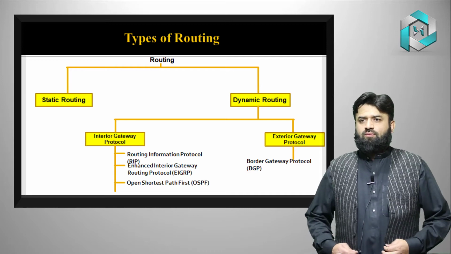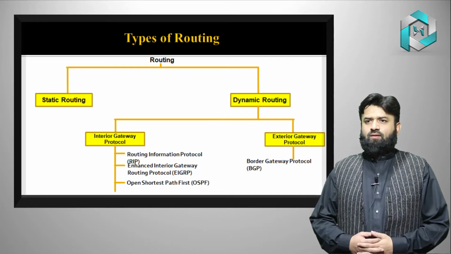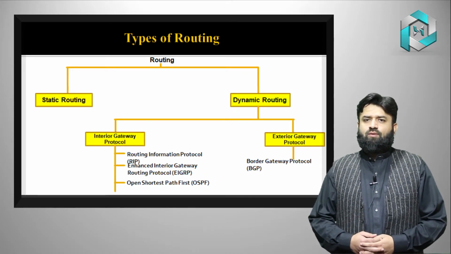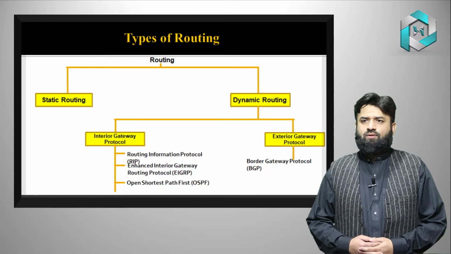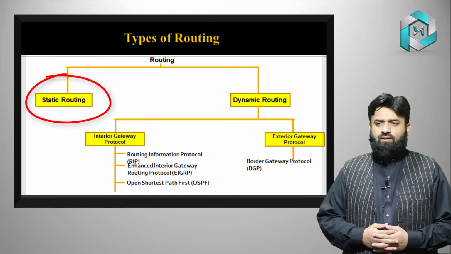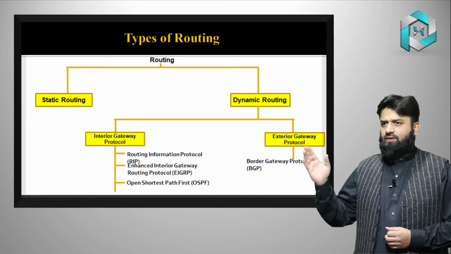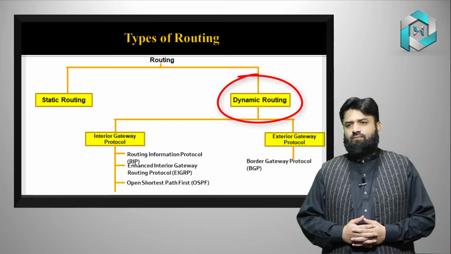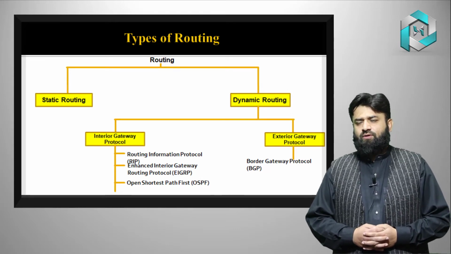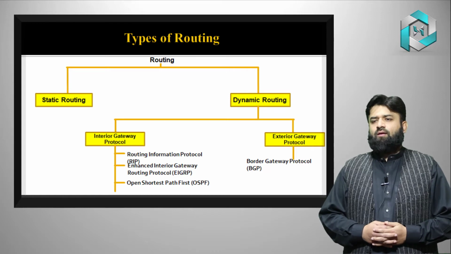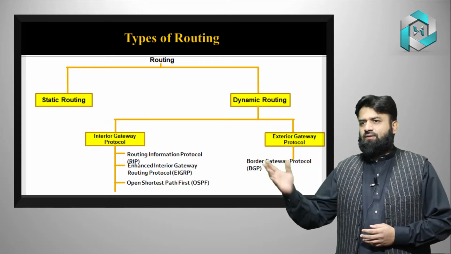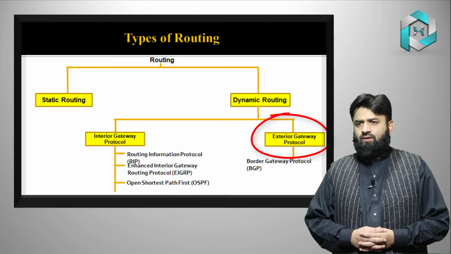Okay guys, now in this slide we will be discussing types of routing. Basically, we can perform routing in two categories. One is called static routing and the other is called dynamic routing. Dynamic routing has two further categories, which are called interior gateway routing and exterior gateway routing.